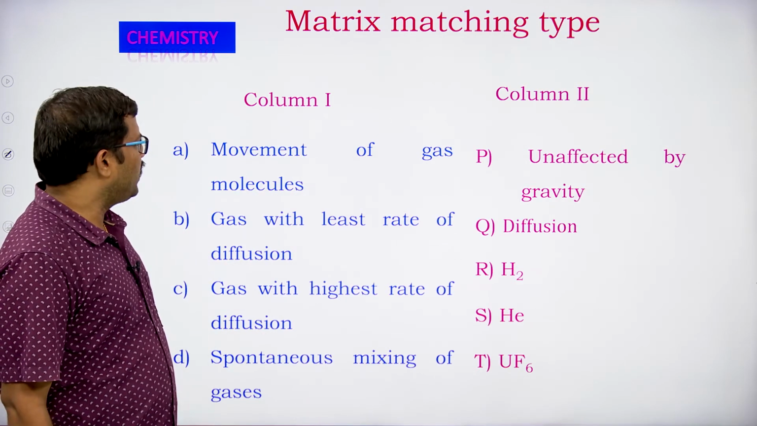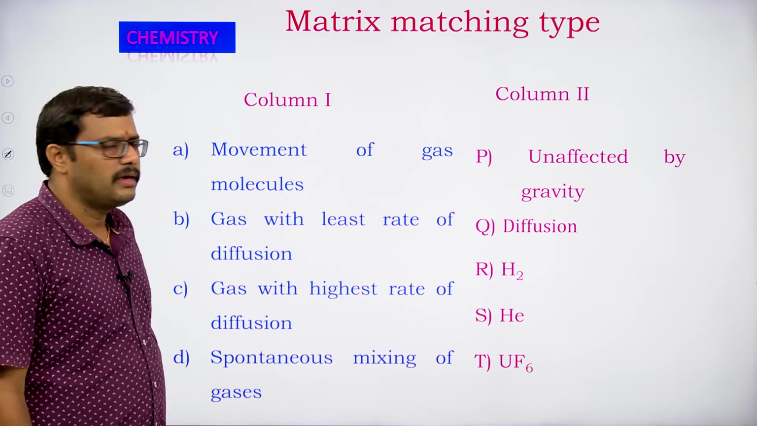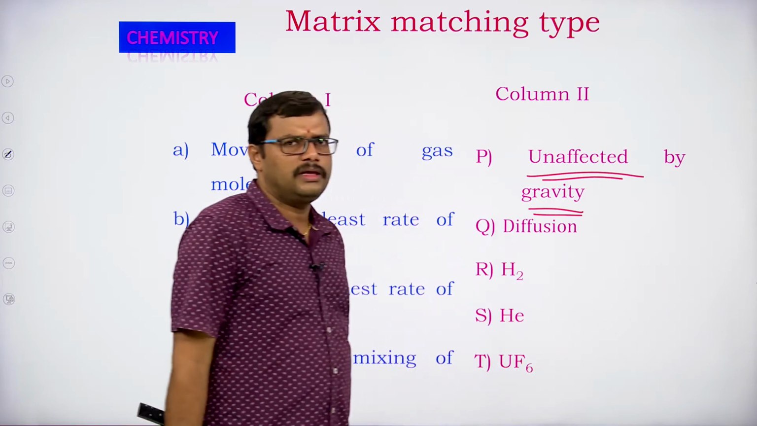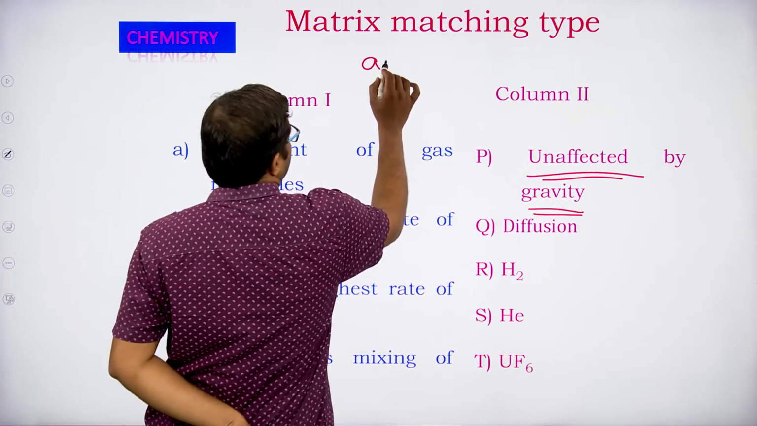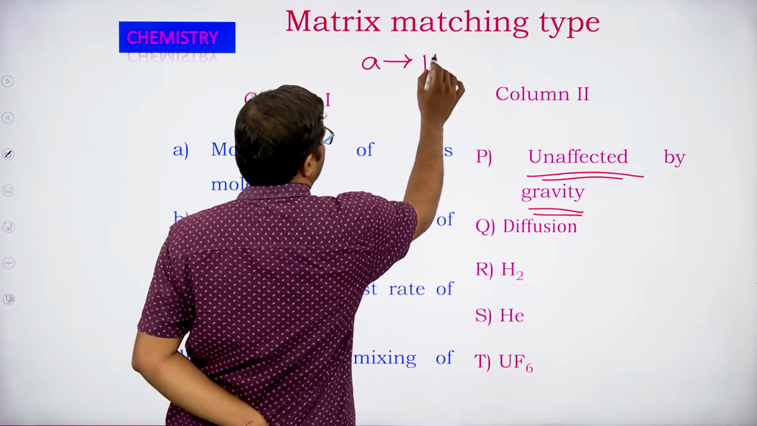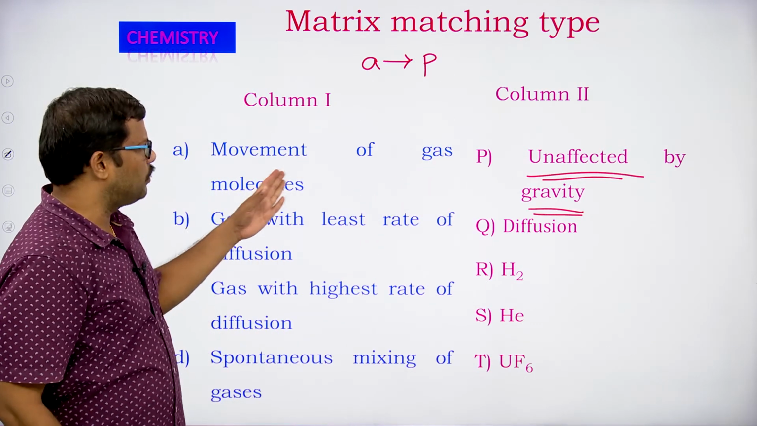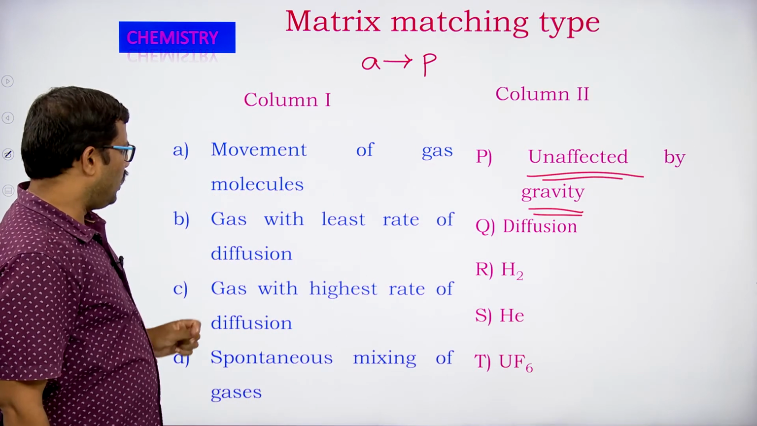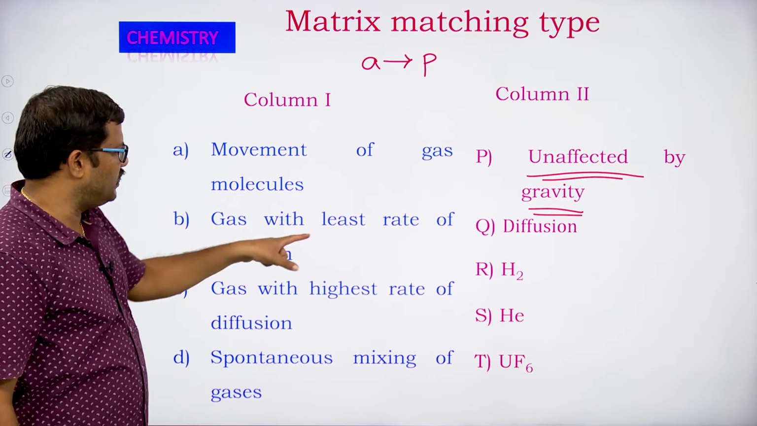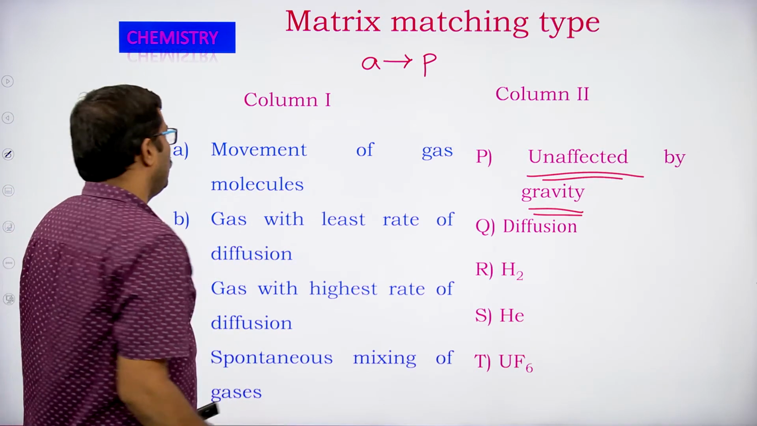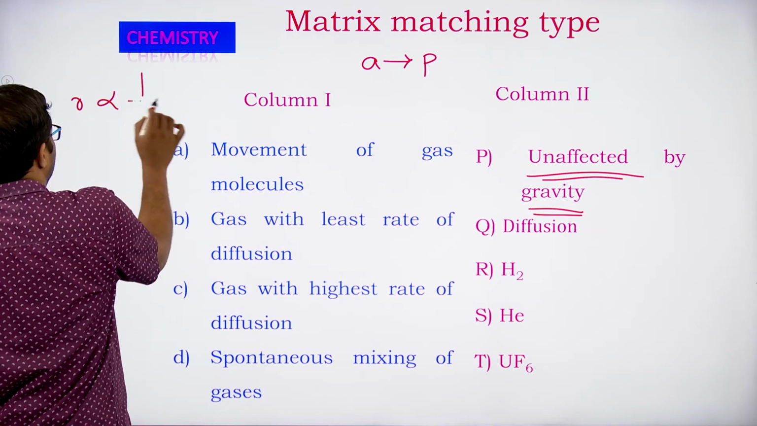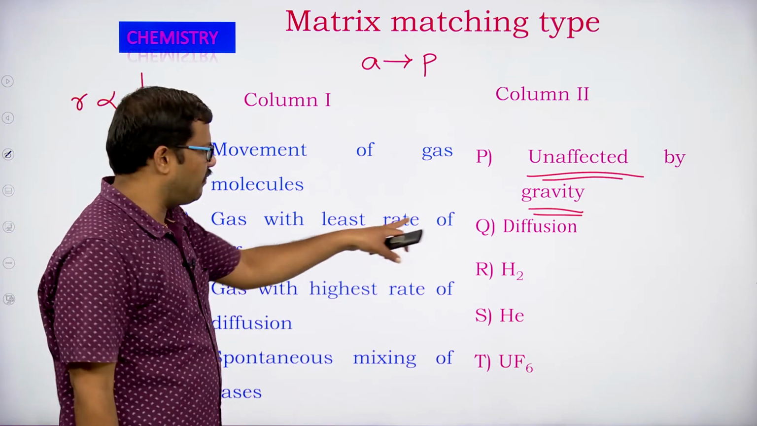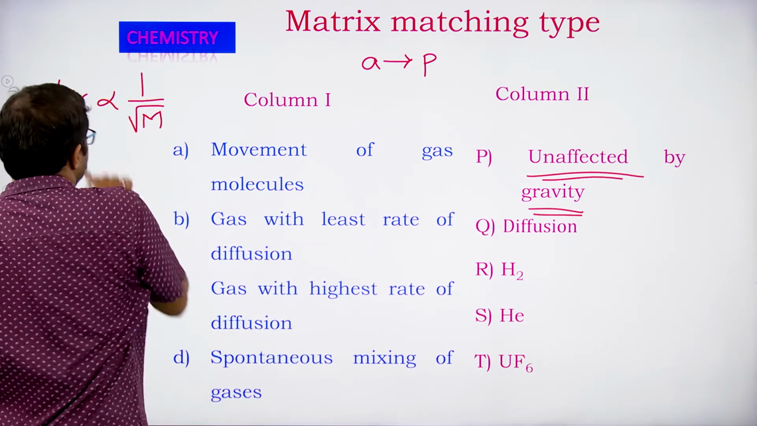Now, movement of gas molecules is generally unaffected by gravity. So gravity does not affect the movement of the gas molecules. So A, in this case, we can correlate to P, that is A is correlated to P, movement of gas molecules is unaffected by gravity. And when you observe the second one, B, gas with the least rate of diffusion. When you look at the rate of diffusion and molecular masses, they are inversely proportional. Least rate of diffusion means R is low.